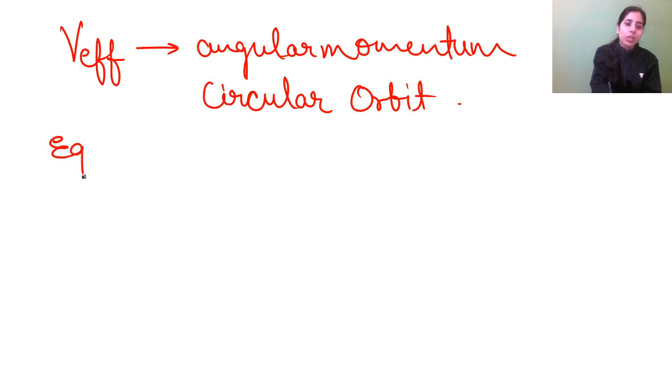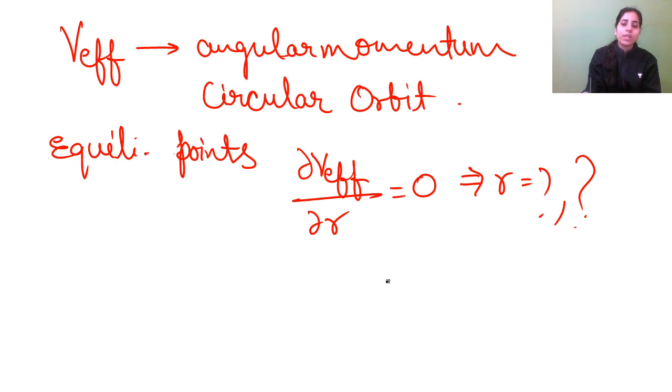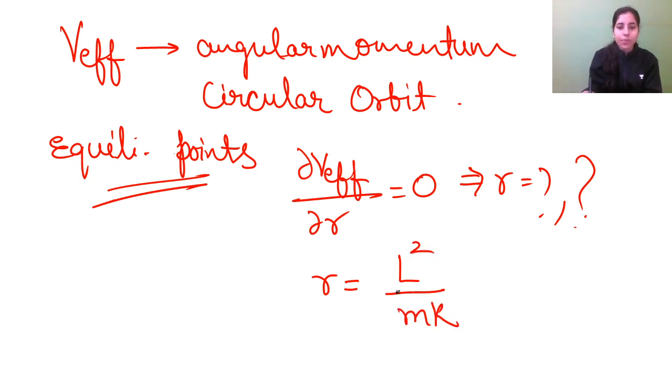Second step will be to find the equilibrium points. For that we have to equate the first order derivative of this potential with 0. Whatever values of r we get from here will be known as the equilibrium points. At those points, you may have a stable or unstable equilibrium, so you can find the second order derivative and check it. Here we get just one value, r equal to L square upon mk.